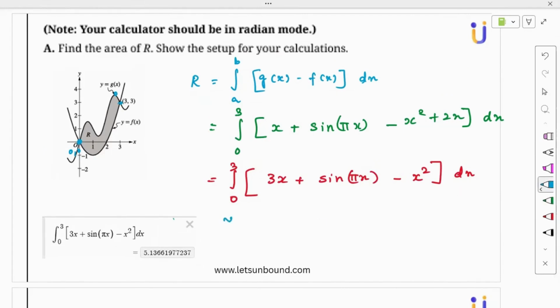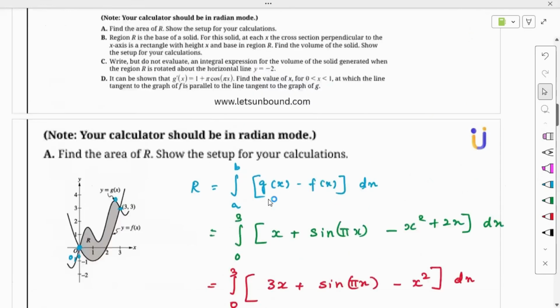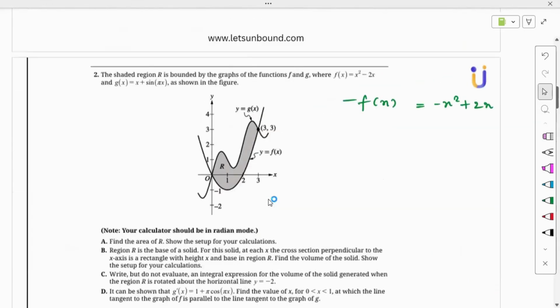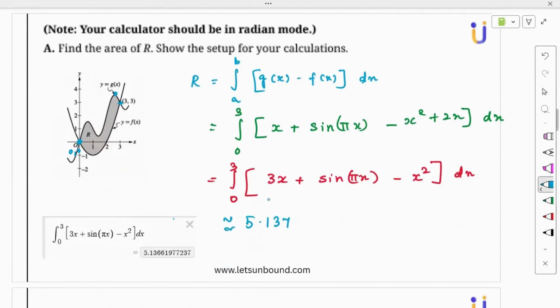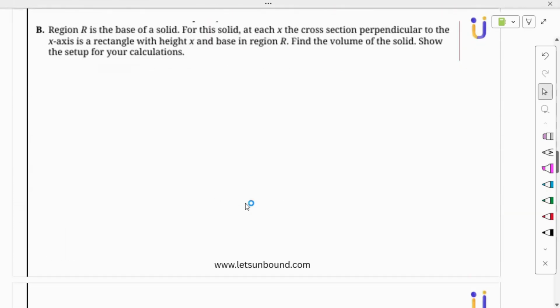So it's approximately 5.137, and it's area, right? So you can mention square units. If we have some unit mentioned, we can use that. I think just square units is enough. That's it. Part A is over. Very simple. Now, moving to part B.